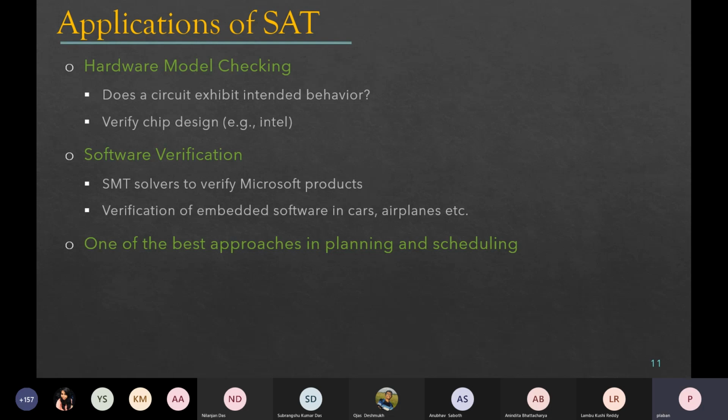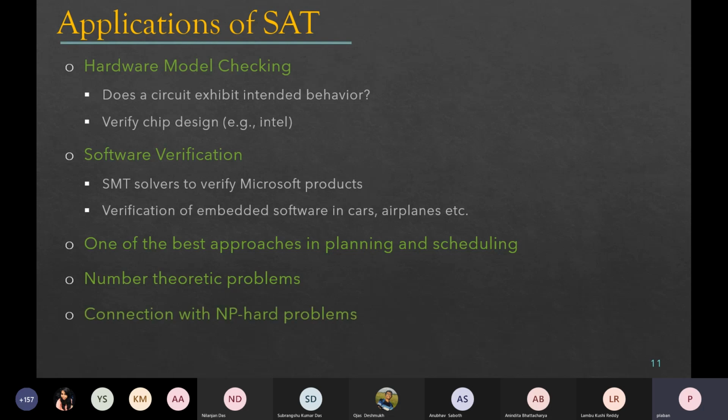And for planning and scheduling problems, SAT has proven to be one of the best approaches, right? I think in the planning module, we'll be talking about an approach to planning that uses the SAT algorithm, right? And SAT is used in number theoretic problems. One such problem we'll be discussing, I think, in one of the coming slides.